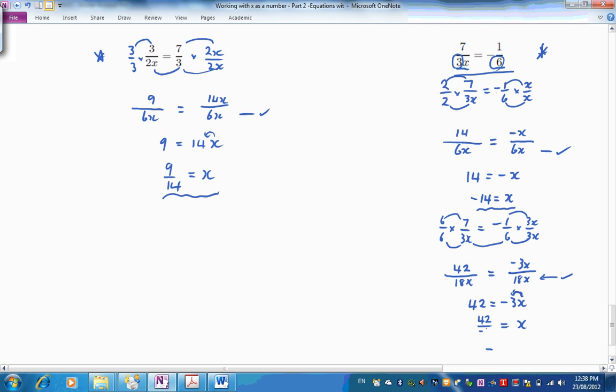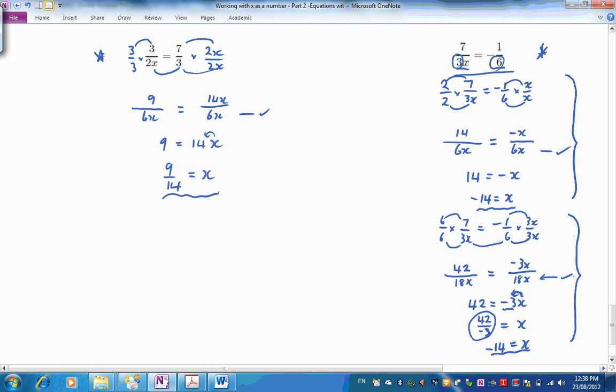So x has been times by neg 3. We'll divide by neg 3. Positive divided by a negative is a negative. So that's neg 14. So it's the same answer, isn't it? Doing it this way here. If you don't spot the slightly quicker way from what we did up here, you end up with slightly bigger numbers that you have to divide out at the end.